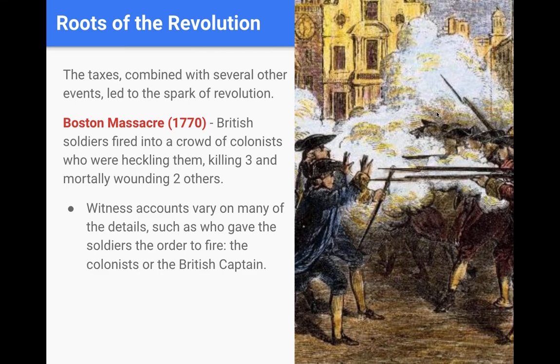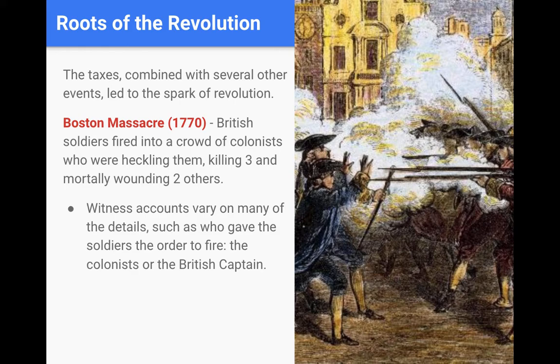Here on the right, you can see a painting of it. You can see the colonists with their hands up. They're not armed. They're innocent. They look very innocent. Well, the British troops are lined up, pointing their guns and firing into the crowd, trying to mow them down. That's probably not how it was.